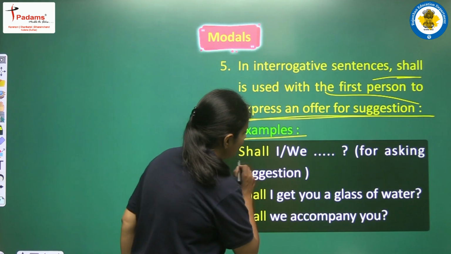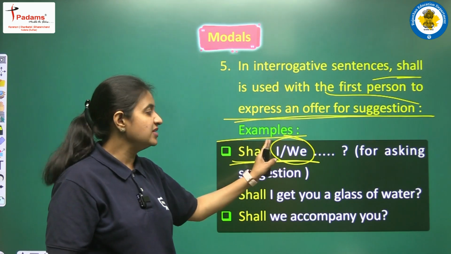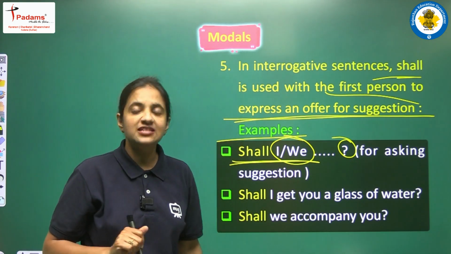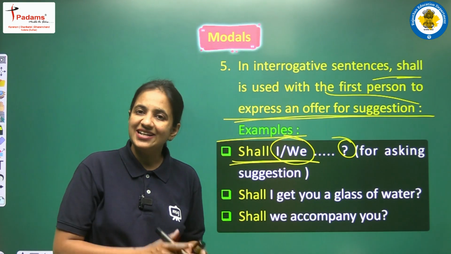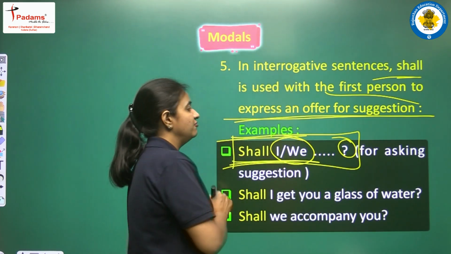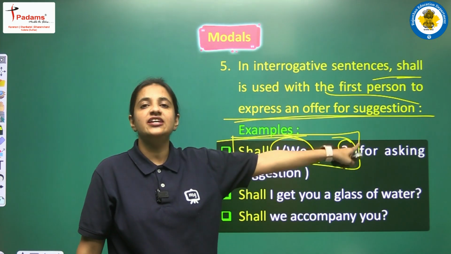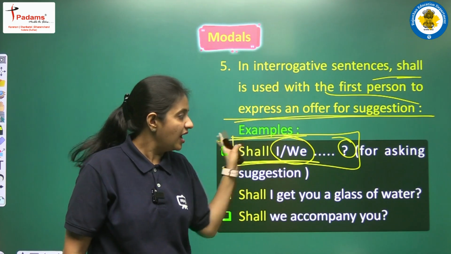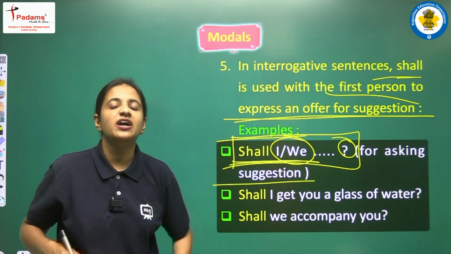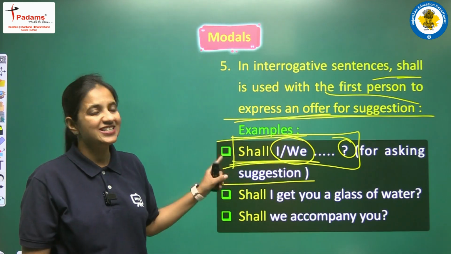So we can have shall with a first person pronoun, and we have discussed already that first person pronoun means I or we, right? And there must be one question mark at the end of the sentence, because an interrogative sentence means a sentence in which we are having a question mark. So this should be the structure of a sentence in which we are having shall I or shall we, and at the end of the sentence there should be one question mark. If we are having such a structure, that means in the sentence we are having some kind of suggestion, or we can say some kind of offer. So let's read the examples.